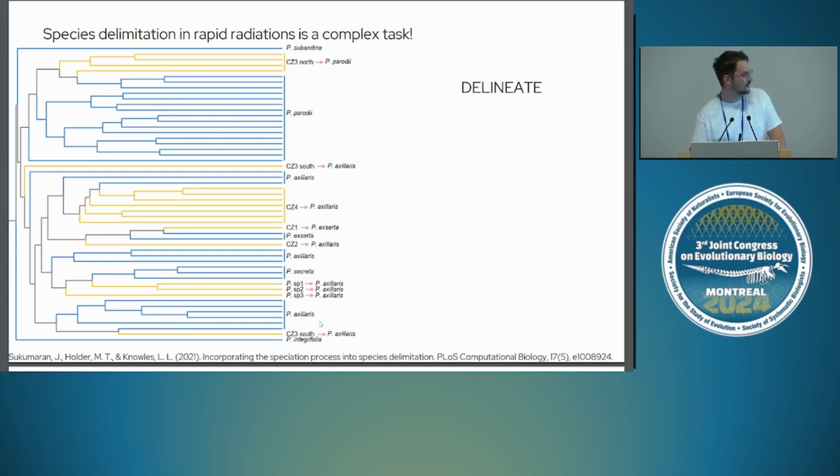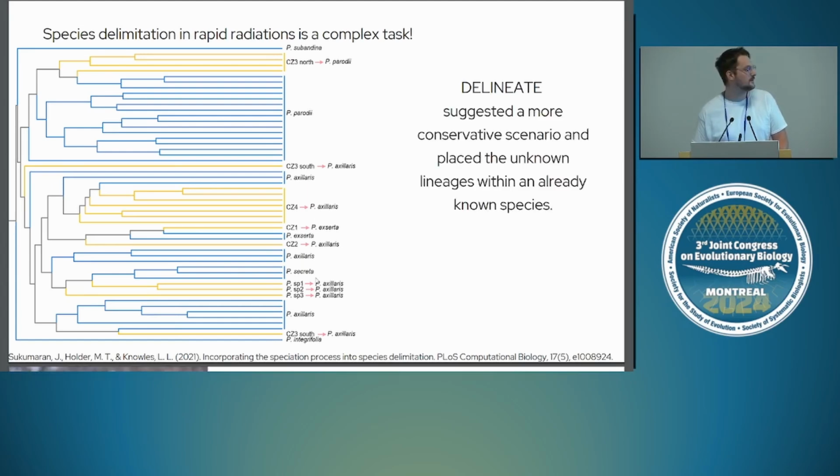What's also interesting is that the potentially new species that we collected, which are more similar to what a Petunia secreta would look like, were assigned to Petunia axillaris, and we believe that could be due to the Petunia axillaris paraphyletic status. But it's interesting to see here that delineate suggested a more conservative scenario than BFD star and placed the unknown lineages within an already known species.